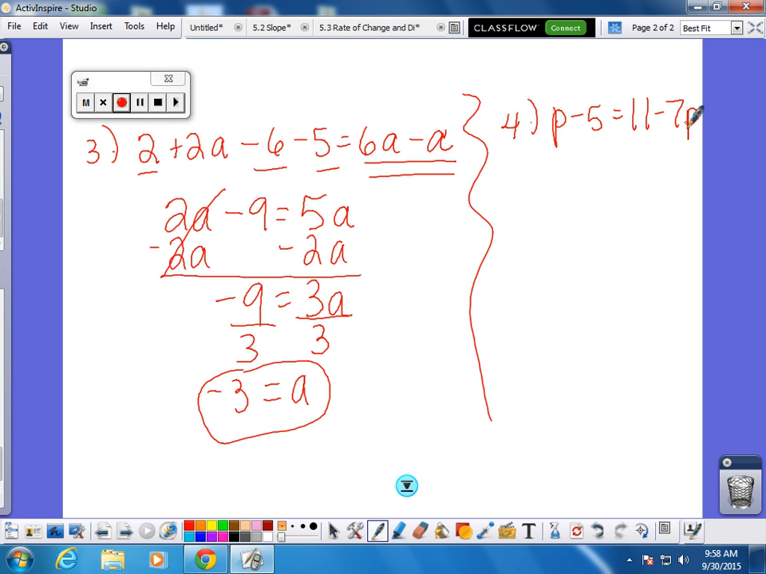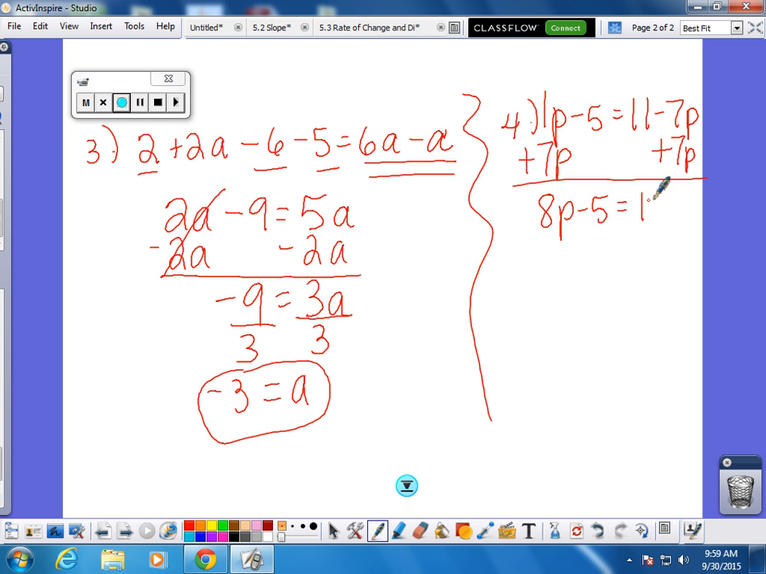This problem doesn't have like terms on the left, doesn't have like terms on the right, so I just have to go right straight to getting my variables on one side and then on the other side. You could choose to subtract P from both sides, but if I want my variables to stay positive, I could add 7P to both sides, and 1P plus 7P is 8P.